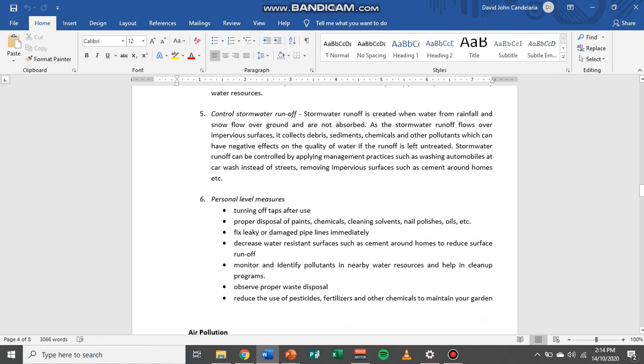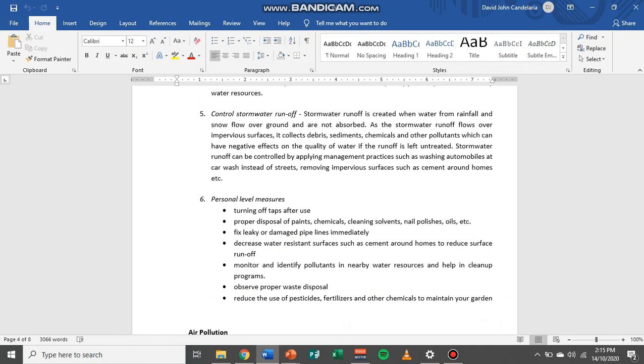Since we are aware what kung ano yung effects ng water pollution sa atin. So, if there is any opportunity that there are cleanup programs ng SK sa inyo or ng barangay, we should join as a responsible member of planet Earth. So, in our own little ways, we can help mitigate water pollution.